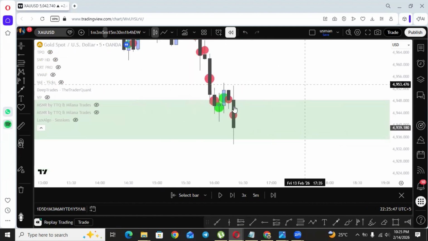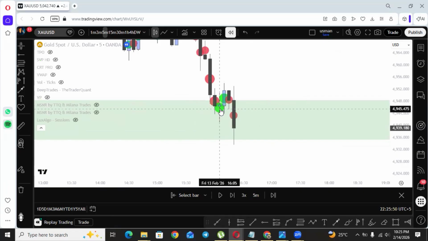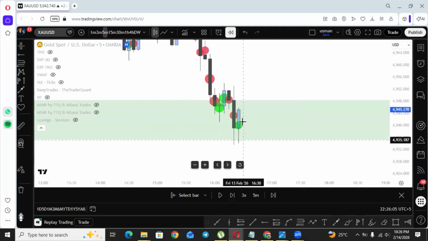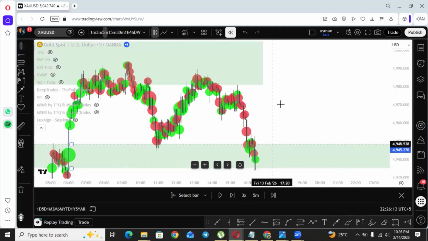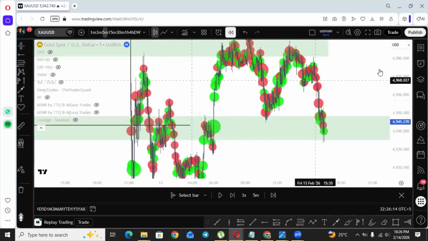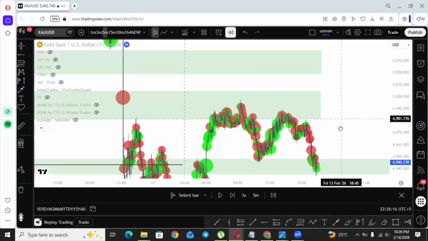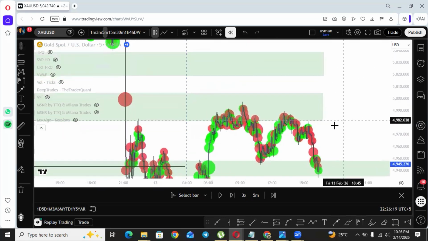So what happened at this point? Buyers tried to push up and sellers overcame them and came down again. So let's play it. Now buyers are again showing their follow-up and aggression at this area. We are only interested in the market when it comes into our areas. The rest of the time, no indicator, no tool, nothing will matter for you guys.